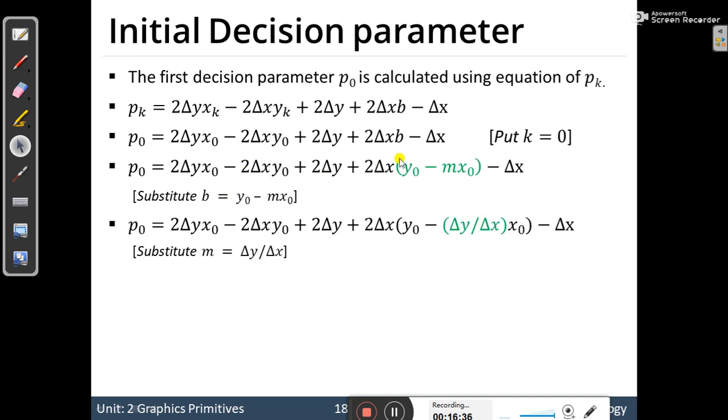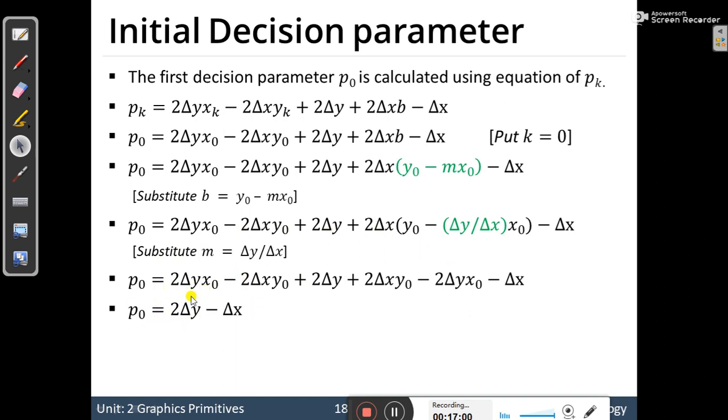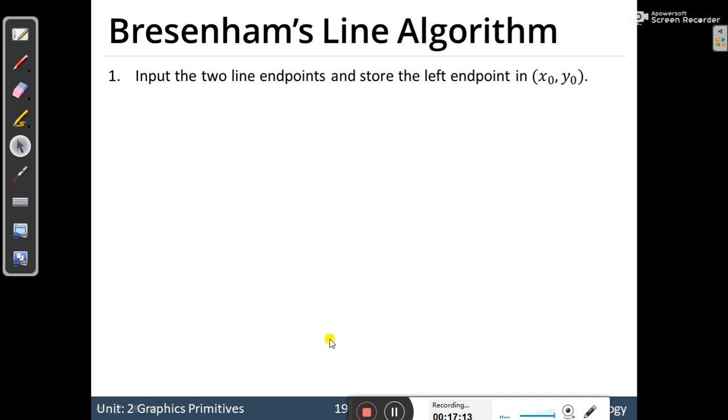Now we can substitute that value of b equal to y naught minus m x naught, and then we substitute m equal to del y by del x. Actually we are trying to convert it to all x and y for p naught. So p naught becomes this one. So the initial decision parameter has all terms constant.